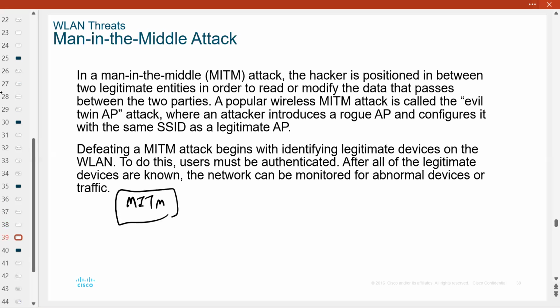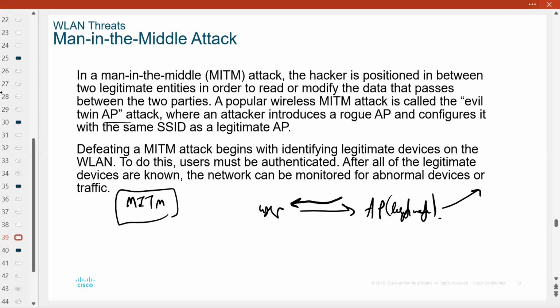Let's talk about the man in the middle, and I'll use the twin AP attack as an example. So we have an access point, we have a user, and we have another access point, not legitimate, this one. When the user wants to communicate with the internet, it goes to the access point, gets to the wired network, then there is communication with the internet. So there is communication between the user and the access point.